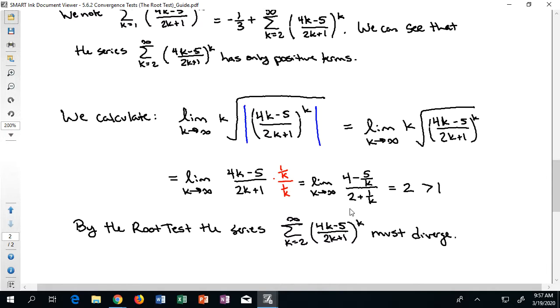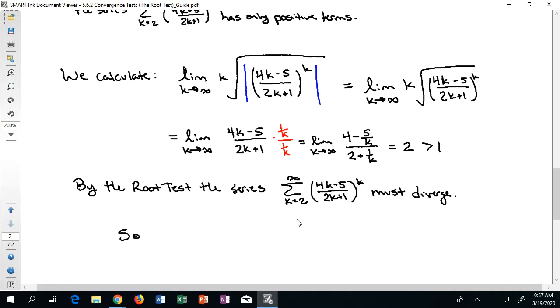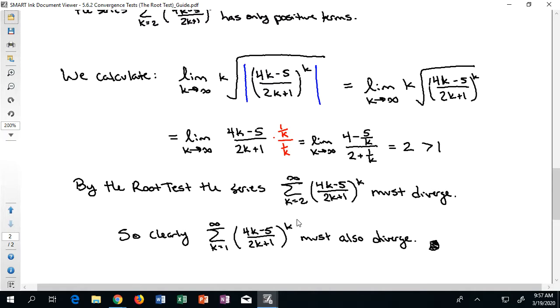But all the way back in 5.3.1, we introduced the idea that if you were to add or delete finitely many terms to a series, you will never change convergence or divergence. So if this guy diverges, then clearly, if I just add back in that negative a third, I'm not going to change convergence or divergence. Done.